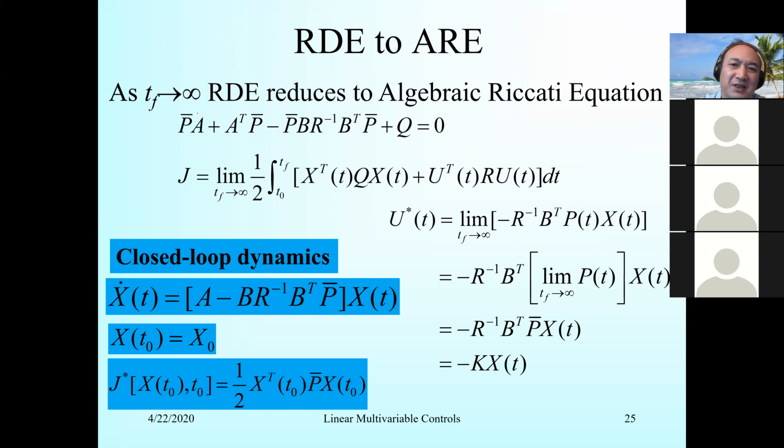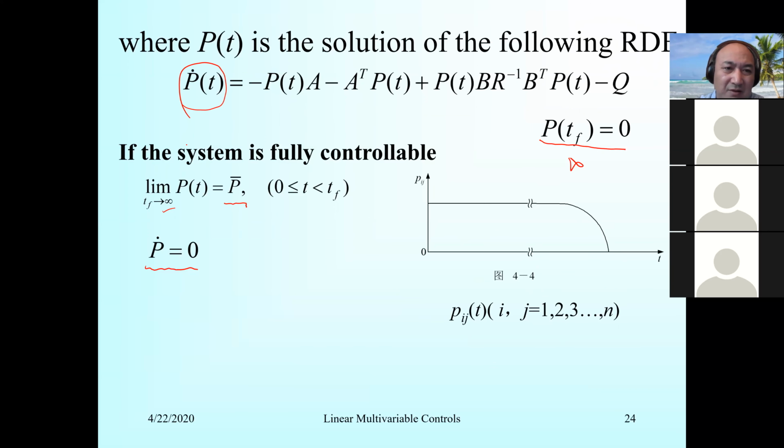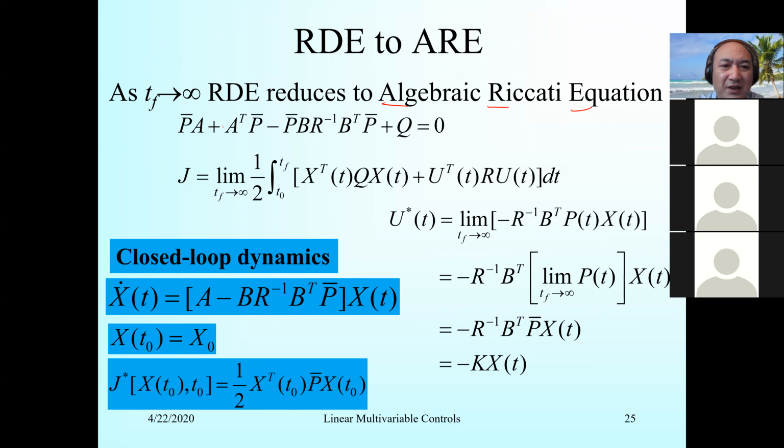So then we get to the ARE. P bar is a steady state gain solution. This P bar is the solution when TF goes to infinity. So P bar A, plus A transpose P bar. But remember this P bar is symmetric, so we don't have a transpose on the P. Minus P bar B R inverse B transpose P bar, plus Q is 0.